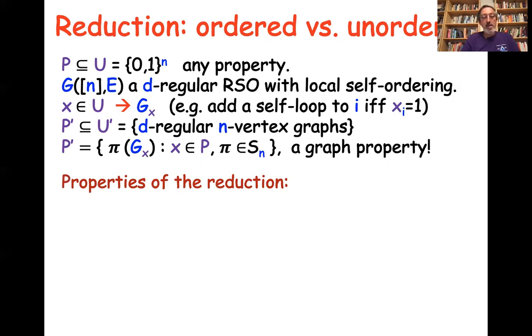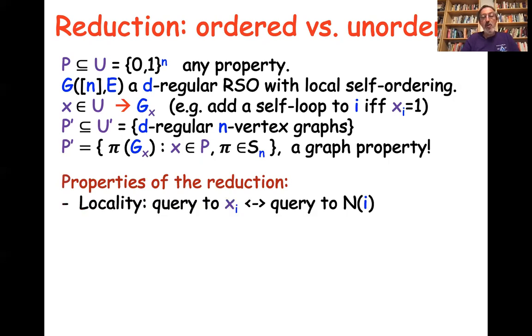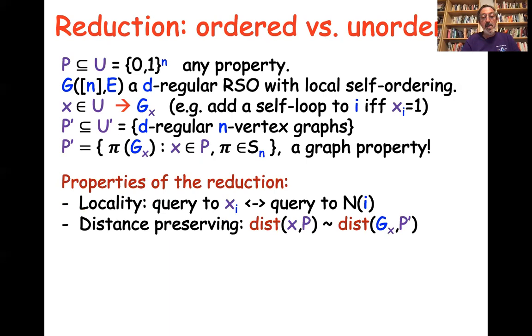And what do we know about this reduction? Well, it's obviously local in the sense that to know xi from the graph, we just need to query vertex I and its neighborhood. It's distance preserving. That's very important for any result about property testing, because distance is key. It's not hard to see using the RSO definition that the distance between any string X and the property P originally is preserved when you move to G sub X or any permutation of it to P prime.